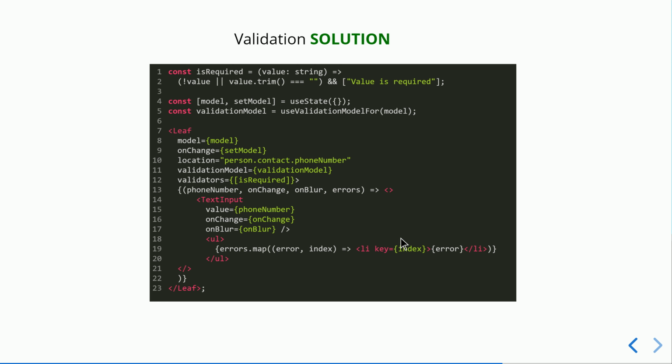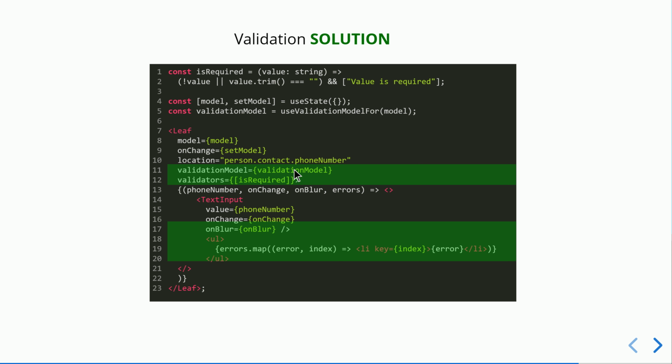So this is the same as that previous example, all I did is add validation model and validators. So the validation model is built using this hook, and then you just pass it the model. And then you pass the validation model to the leaf.